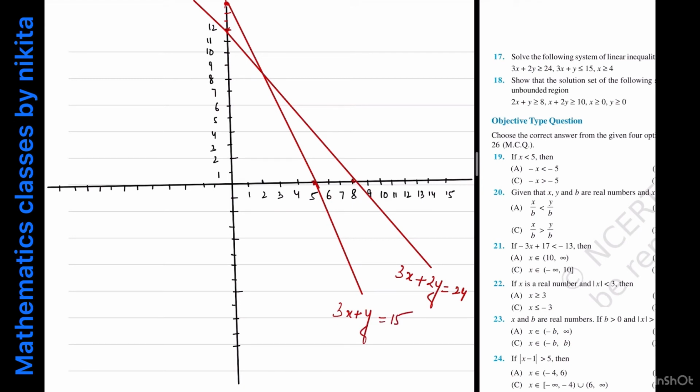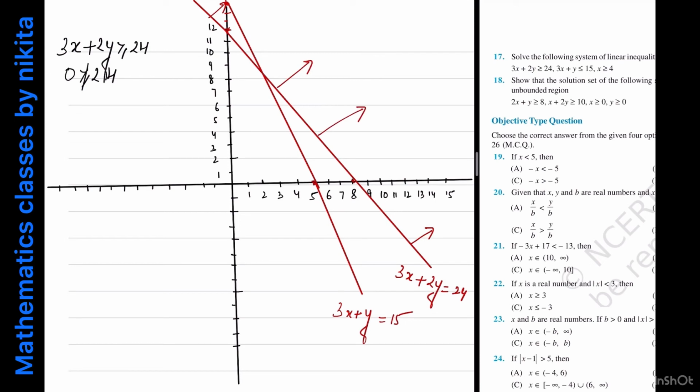In the first line we have the inequality 3x plus 2y greater than or equal to 24. अब अगर मैं देखूं कि origin इसको satisfy कर रहा है कि नहीं, so you will get 0, but 0 is not greater than or equal to 24. So for the first line, the shaded region lies above it. Okay, so this is the shaded region.